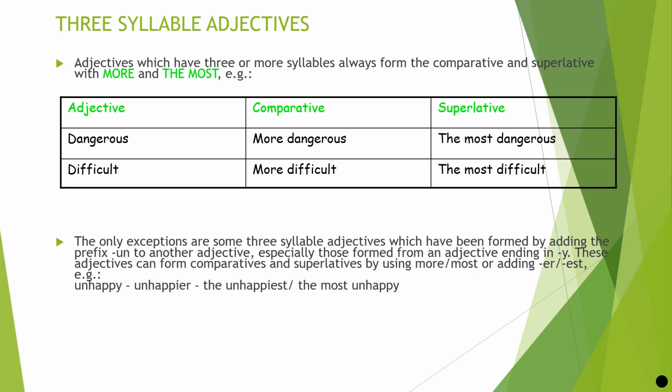The only exceptions are some three-syllable adjectives which have been formed by adding the prefix "un" to another adjective, especially those formed from an adjective ending in y. These adjectives can form comparative and superlative by using more, most, or adding er, est. Unhappy, unhappier, the unhappiest, the most unhappy.